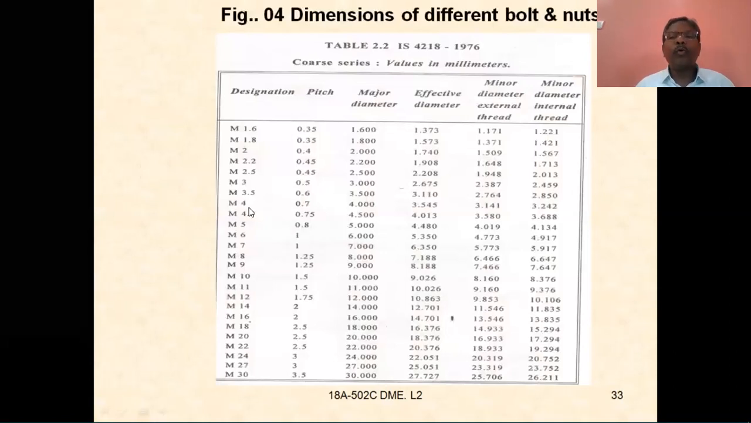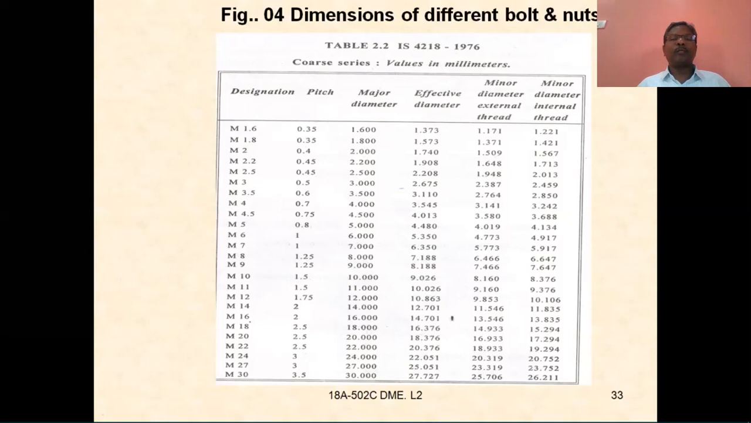For example, for bolts and nuts, these are the IS standards giving dimensions of different bolts and nuts. Indian Standard 4218 of 1976 is for the coarse series of bolts and nuts. Here is the designation, the pitch, the major diameter, the effective diameter, the minor diameter for external thread and the minor diameter for internal thread. For example, M means metric.